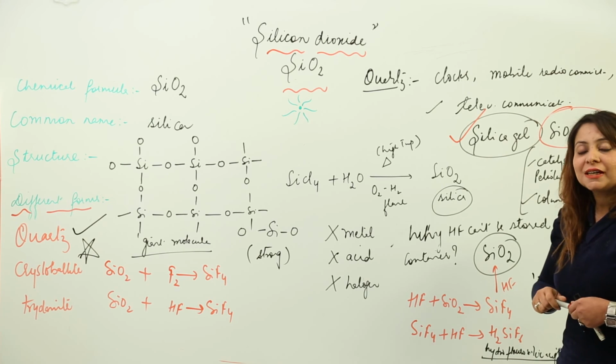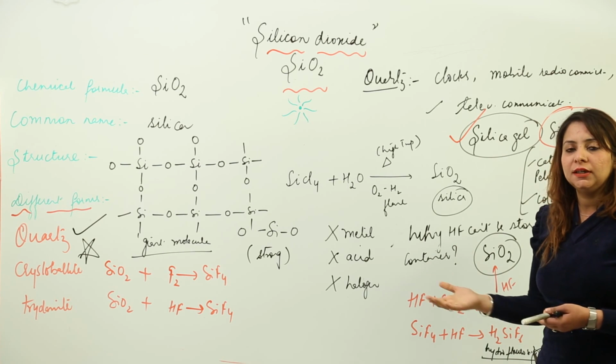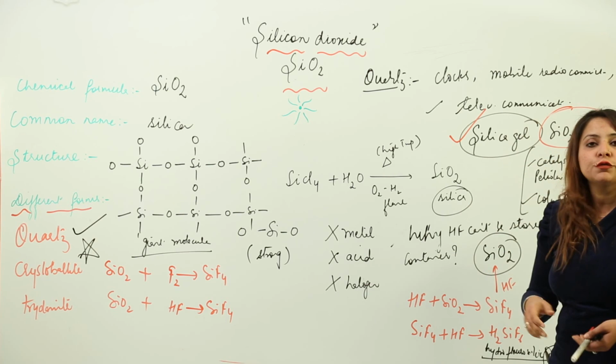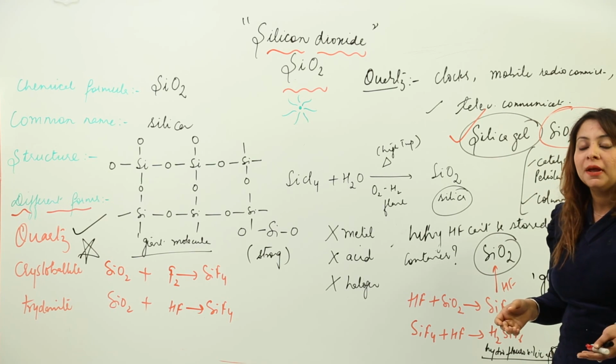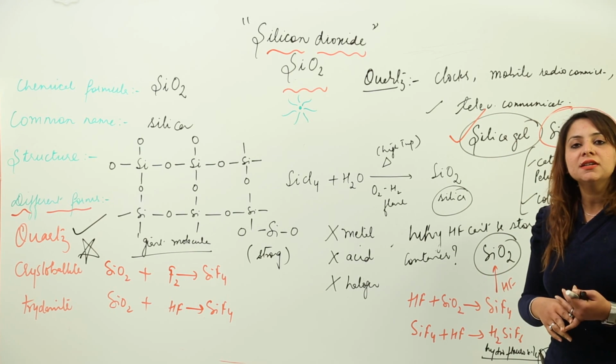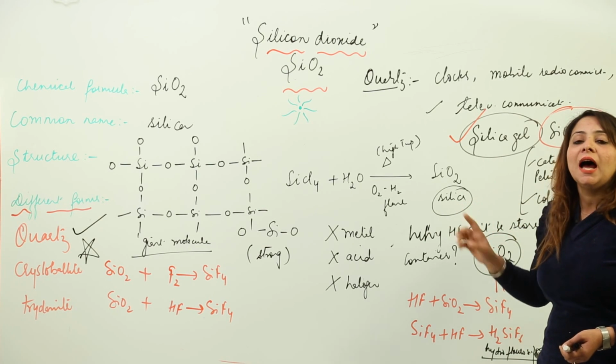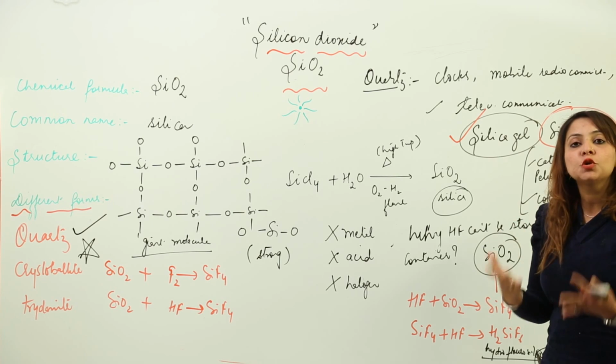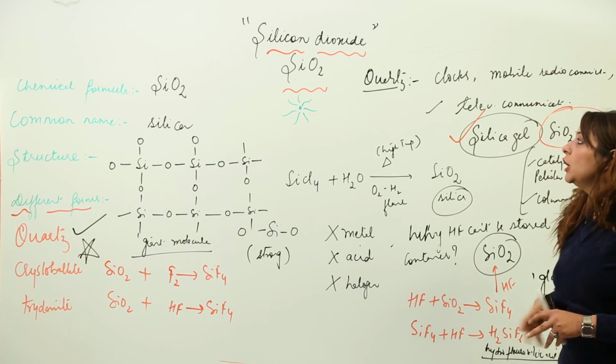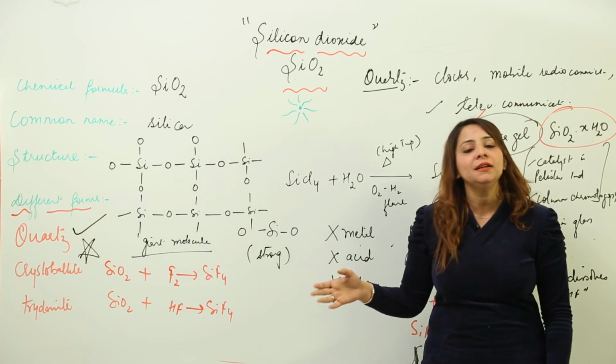SiO2.XH2O, and we have discussed how we can form the amorphous form, that is the silica gel. As far as its uses are concerned, we know that it is used as a catalyst in the petroleum industry, and moreover it is used as an absorbent in column chromatography. So this is all about silicon dioxide.